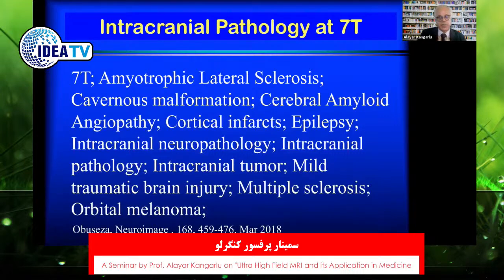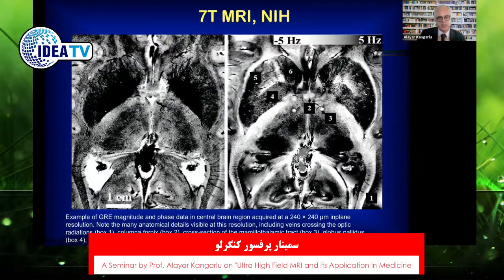Intracranial pathology at 7 Tesla: it has been shown that ALS, the disease that killed Stephen Hawking, can benefit greatly from the technology and the features that 7 Tesla can bring to the table. Cavernous malformations, cerebral amyloid angiopathy, and cortical infarcts and epilepsy can also benefit from the features of ultra high field. And you can see in some of the 7 Tesla, this is an image from NIH. I think Jeff Duyn gave me this image.